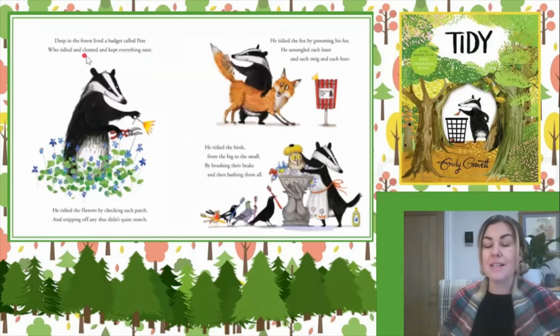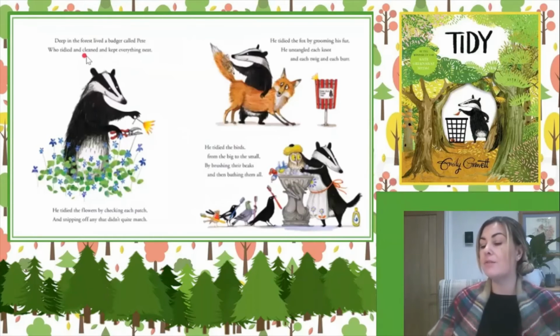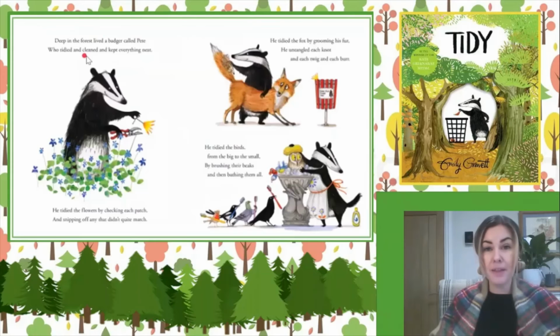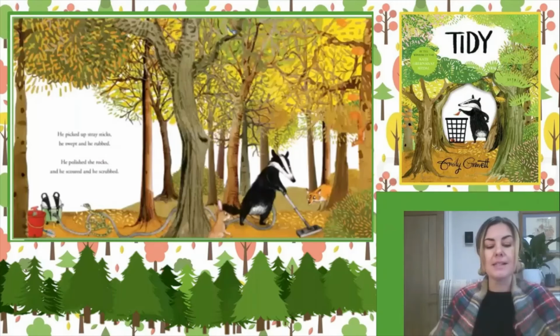Deep in the forest lived a badger called Pete, who tidied and cleaned and kept everything neat. He tidied the flowers by checking each patch and snipping off any that didn't quite match. He tidied the fox by grooming his fur. He untangled each knot and each twig and each burr. He tidied the birds from the big to the small by brushing their beaks and then bathing them all. He picked up stray sticks, he swept and he rubbed, he polished the rocks and he scoured and scrubbed.